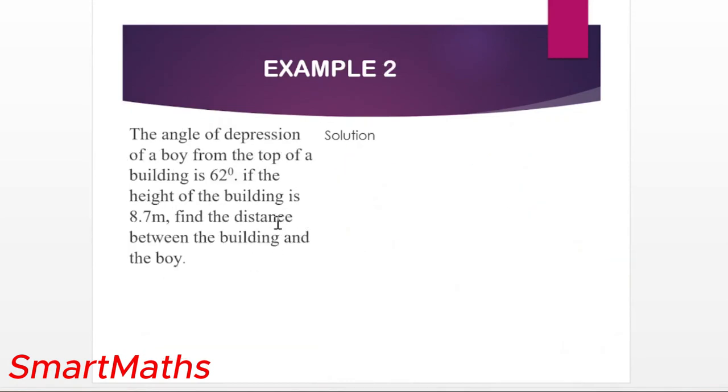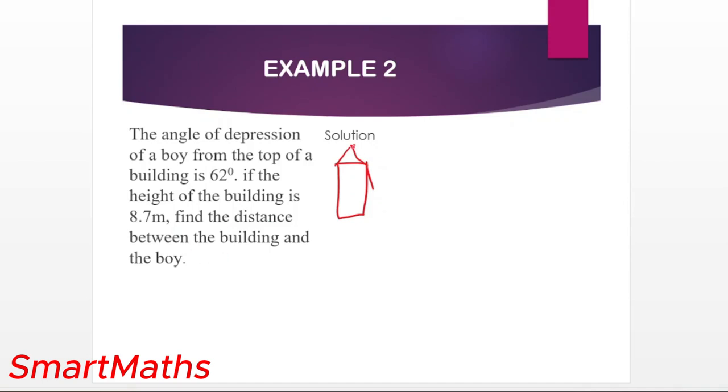This one is on angle of depression. The same thing, you have to sketch before you can solve this. So the angle of depression of a buoy from the top of a building is 62 degrees. If the height of the building is 8.7, find the distance between the building and the buoy.